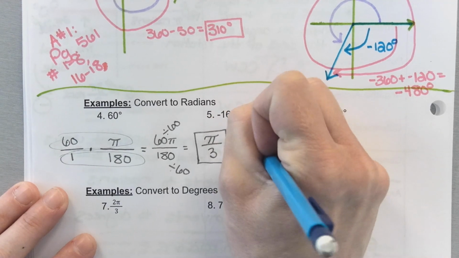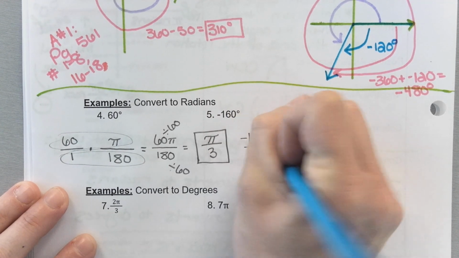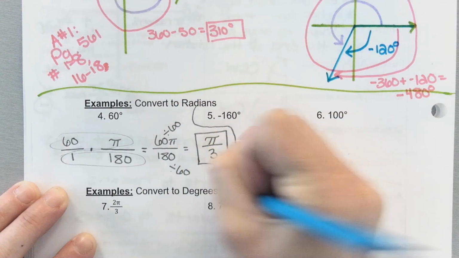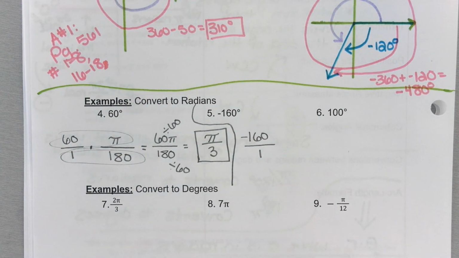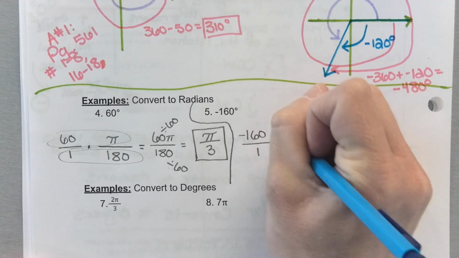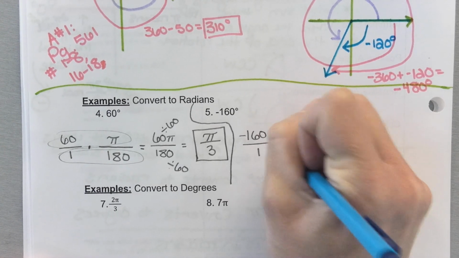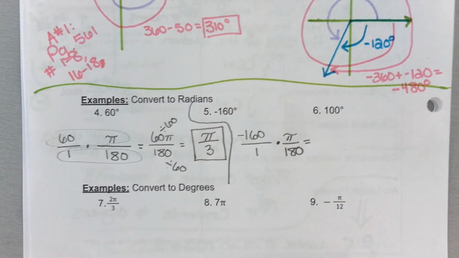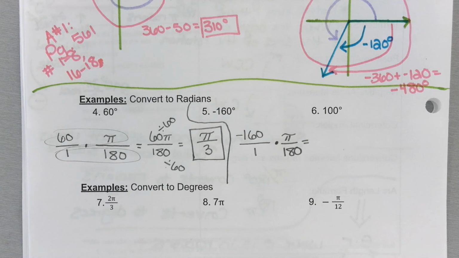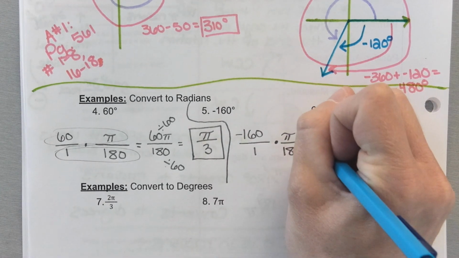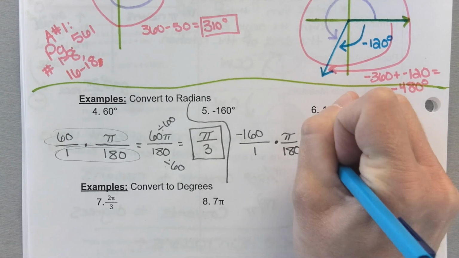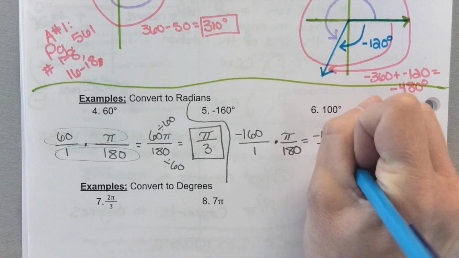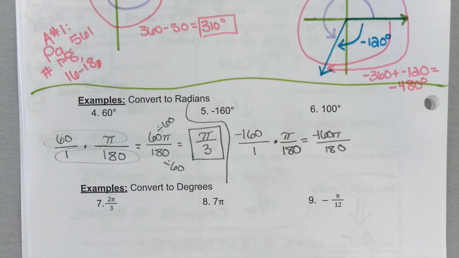It's negative though. That's fine. Not much different than what we just did. Negative 160 over 1, so again I like to write it as a fraction as well, times pi over 180. So again, when you multiply across the top, you're going to get negative 160 pi, and when you multiply across the bottom, you get 180.